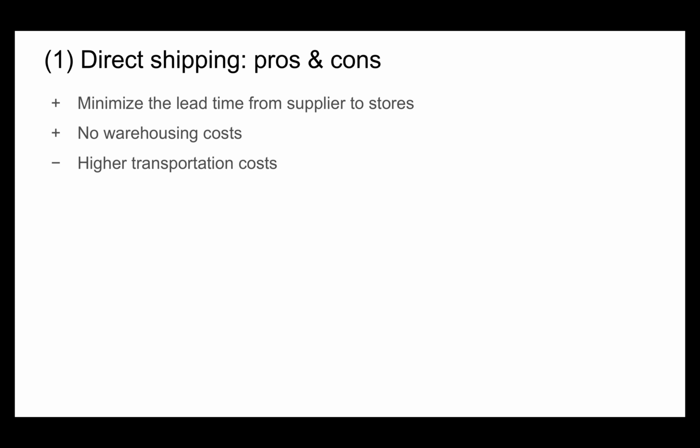Let's look at the pros and cons of a direct shipping strategy. The main advantage is the short transportation lead time from the supplier to the stores, since products do not spend any time being stored in an intermediate location. Another advantage is that there are no costs associated with maintaining a warehouse, since there's no warehouse. The main disadvantage of a direct shipping strategy is that it could lead to high transportation costs due to the fact that the supply chain may need to make a very large number of small shipments.